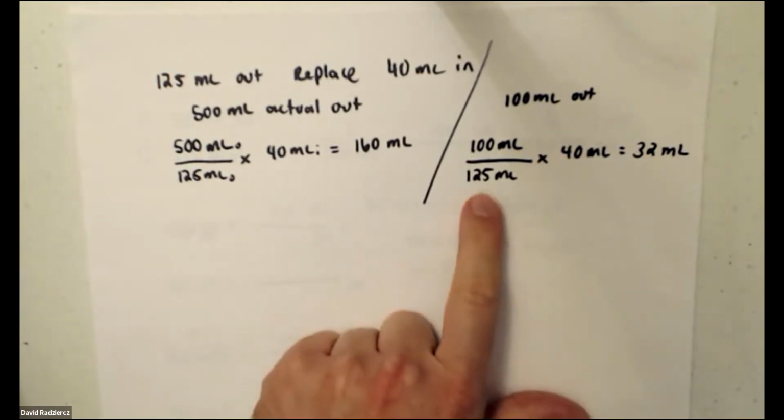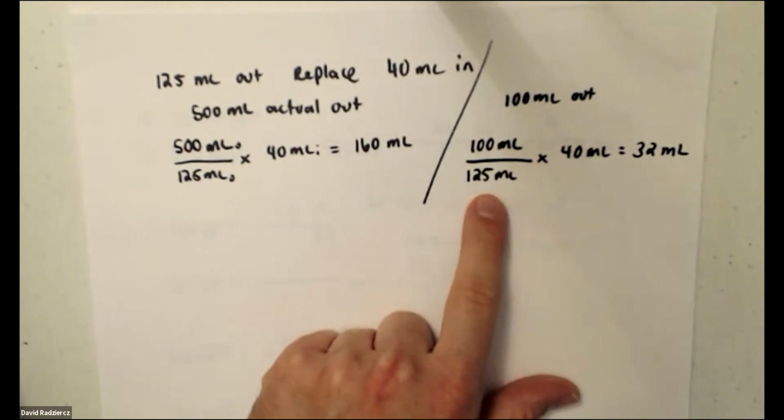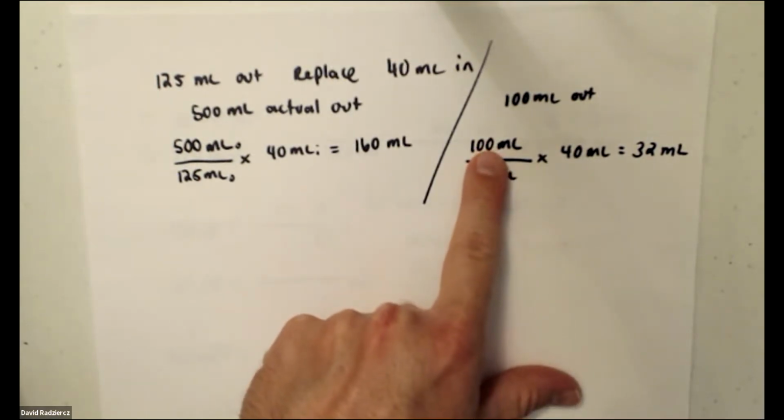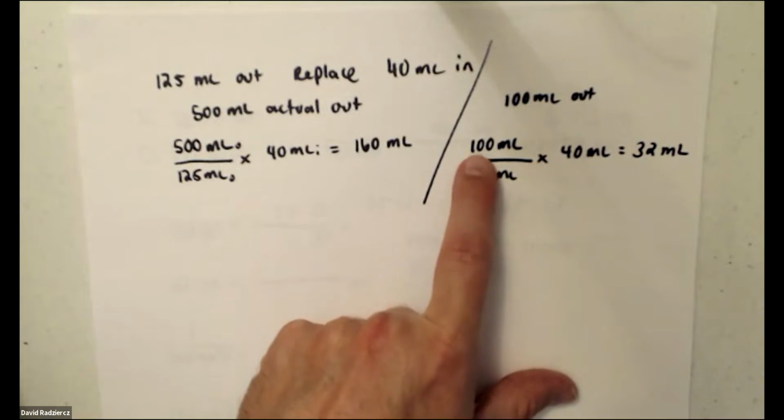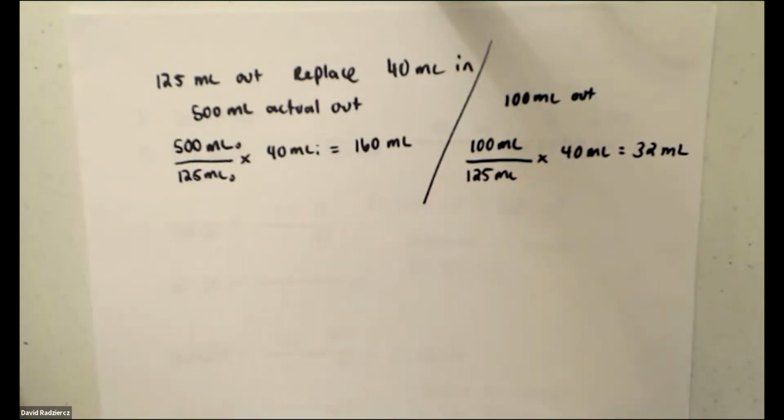The other reason I'm showing you this is because I don't want you to get hung up on the big number going on top, because that may be true in most situations. But if they ask this question and they want to know what the replacement volume is and the actual output was less than the expected output, then now you know what to do with that.